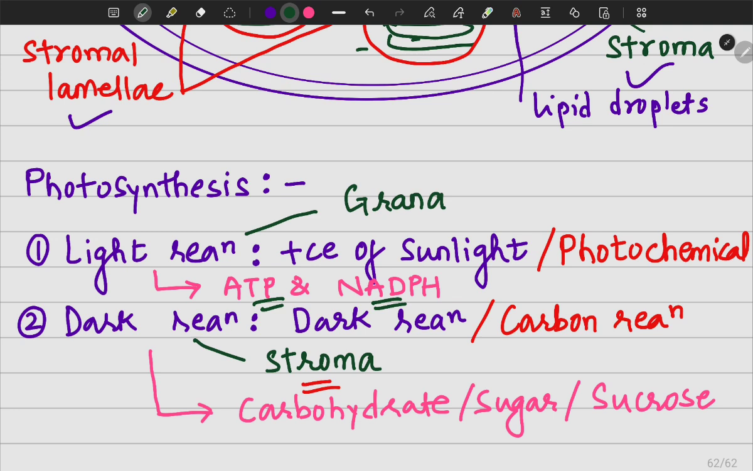Then the second reaction occurs, which is called dark reaction. It has nothing to do with the dark. Alright, so it actually does not require light. It is not light driven, but it is dependent on the products of the light reaction, that is ATP and NADPH. With the help of ATP and NADPH, inside the stroma, the dark reaction will produce carbohydrate or sugar.